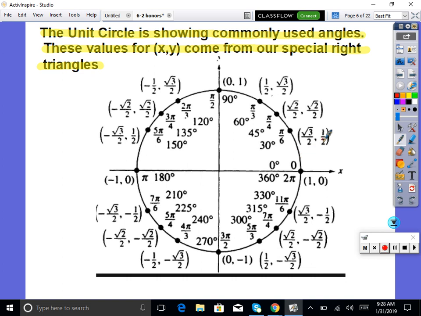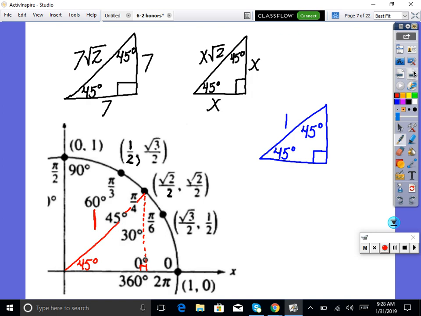So where do these special things come from? Why do we choose 30, 45, 60? Why do we have these special points? Yes, and most importantly, they are special right triangles, everybody. So let's first focus in on 45 degrees, everybody, because you might be wondering, why do you get this xy point? I'm about to show you.